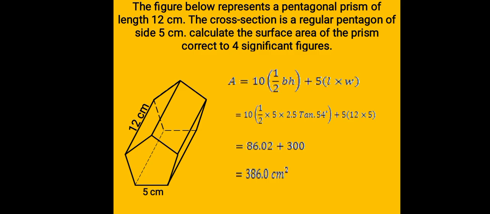The figure below represents a pentagonal prism of 12 centimeter. The cross section is a regular pentagon of 5 centimeter. Calculate the surface area of the prism correct to 4 significant figures.